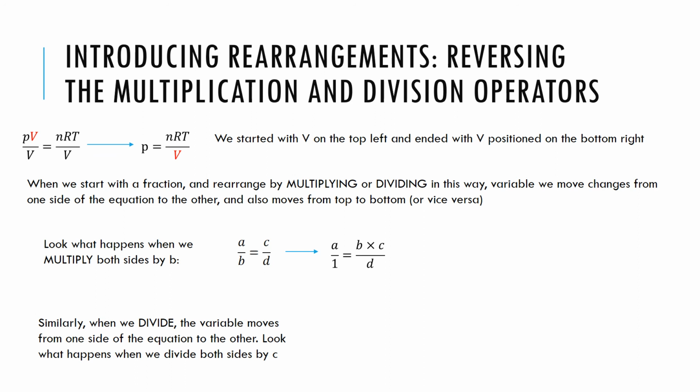Similarly, when we divide, the variable moves from one side of the equation to the other. And look what happens here when we divide both sides by C. It moves from the top right-hand side of that equation down to the bottom left.